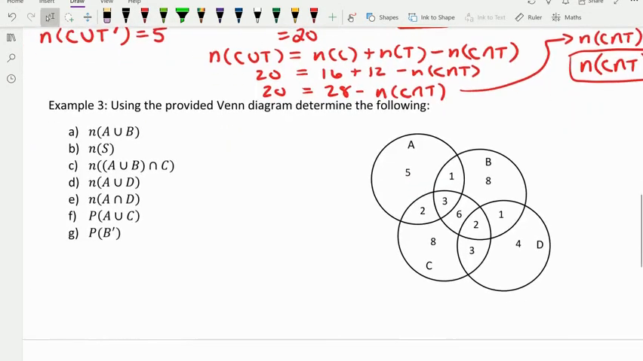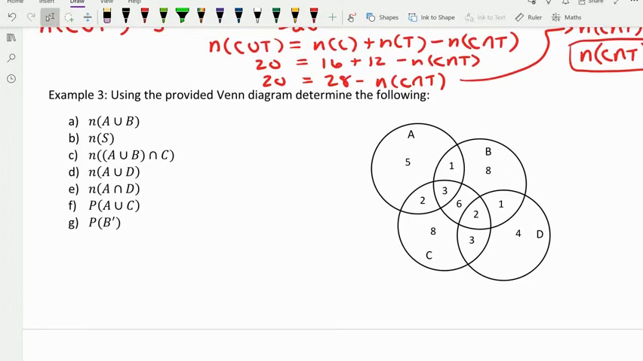Third example here, we have a Venn diagram with multiple things. So this is just getting used to learning how to read one of these Venn diagrams when we have multiple circles, and also recognizing notation. Remember, in A through E here, we're asked for the n, which is the number of things. We just want total numbers, versus F and G, which have a P in the front, so that's the probability of those things happening.